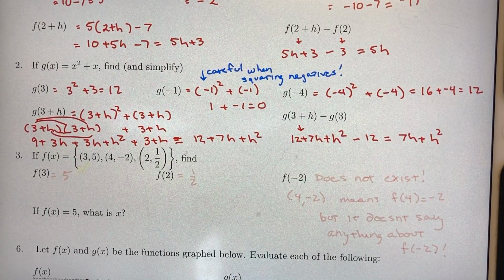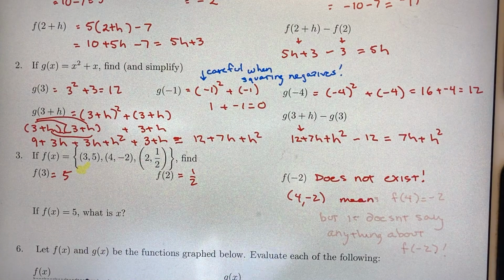The notation with ordered pairs, f of 3, it means look at 3 in the beginning. F of 3 is, from this first ordered pair, it's just 5. F of 2 is 1/2. F of negative 2 does not exist. So be careful. 4 comma negative 2 means something about f of 4, but it doesn't say what f of negative 2 is.